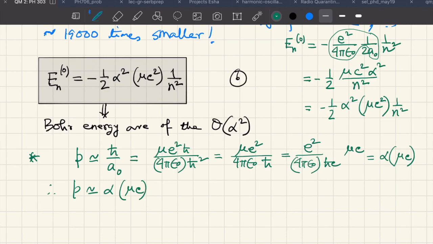It says that the typical velocity, what does it mean? It means that the typical velocity of the electron is nothing but of the order of alpha times c, which is low enough, because alpha is just 1 by 137, which is low enough that the non-relativistic approximation is more or less accurate.